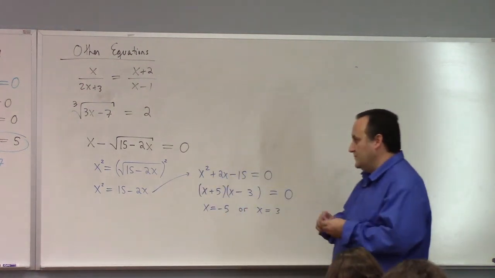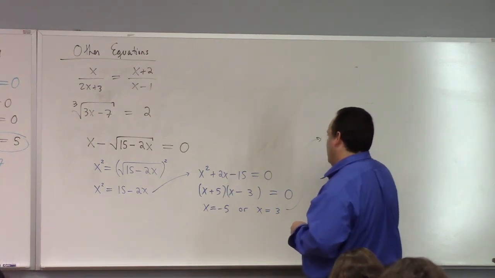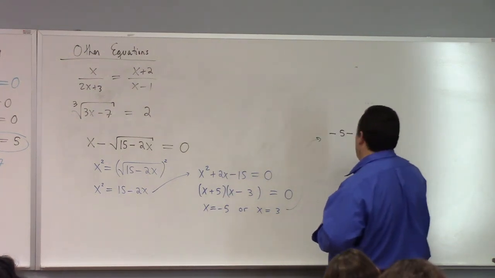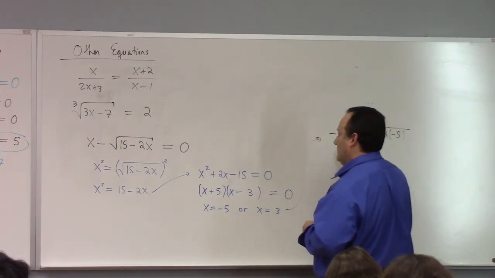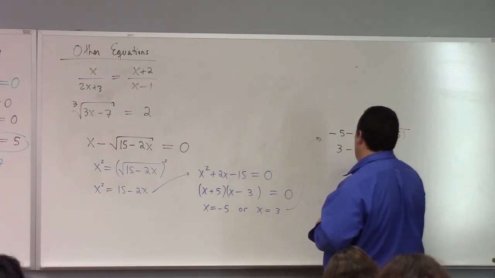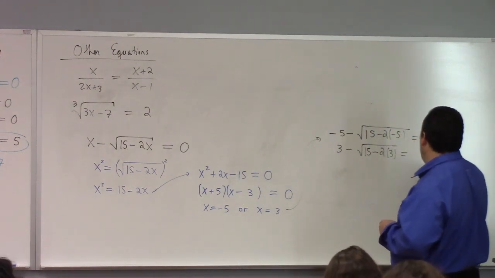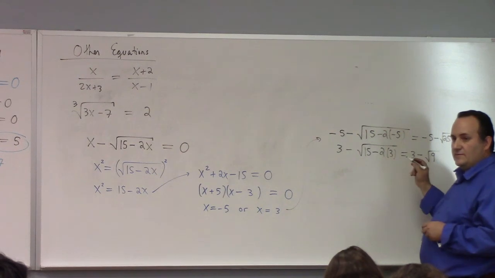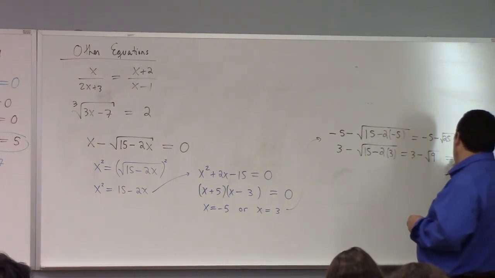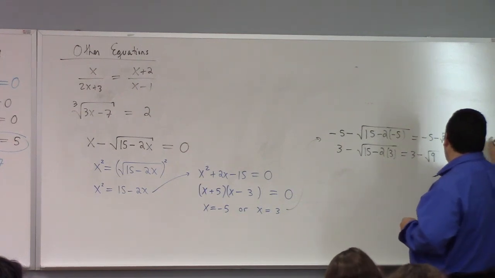Now with this kind of problem, you got to check, all right? So let's check. We take minus 5 minus the square root of 15 minus 2 times minus 5. What do you get? And then we try 3 minus the square root of 15 minus 2 times 3. The top one, we get minus 5 minus the square root of 25. The bottom one, we get 3 minus the square root of 9. Now 3 minus the square root of 9 is 3 minus 3, which is 0. No problem there. Now this one, we get minus 10, which is not equal to 0.